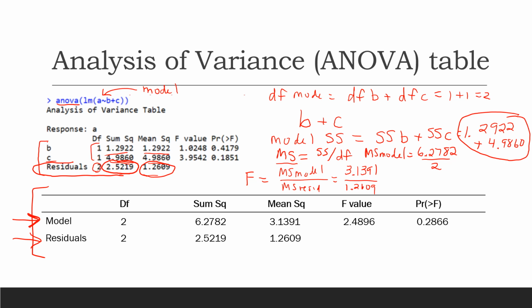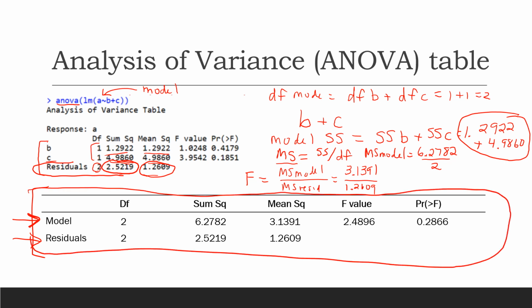So there's my ANOVA table. And again, the way it's presented in the book, they show them in this form. They don't talk about how to get from this piece to this piece. And so I wanted to do that.